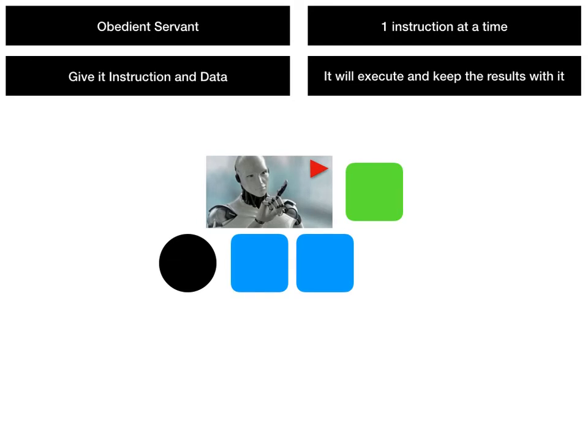Let's say we want to add 6 with 7. We give it the instruction add, with inputs 6 and 7, and now we ask it to execute. Once it executes, it correctly sums it up and stores 13. We'll take another example: 13 as the first input, 22 as the second input, ask it to execute, and it correctly results in 35.